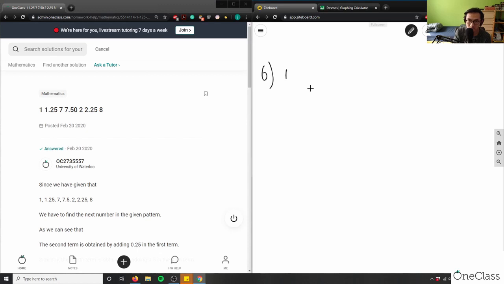So I have here 1 is 1.25. I have 7, 7.50. And then I have 2, 2.25, and then I have 8, and then some value x, right? So take a moment to see if you can figure out the pattern here. So I have 1, 1.25, 7, 7.50, 2, 2.25. So look at this, find sums, find differences, and think about what would go next in the pattern.